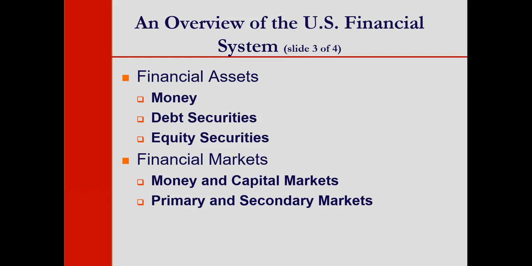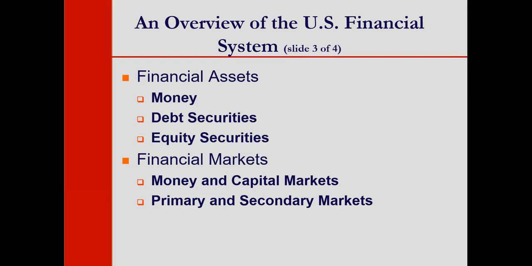Okay, and then when we talk about financial markets, based on the maturity of those financial claims or financial assets, financial markets can be categorized as money market or capital market. Money market deals with short-term securities, whereas capital markets deal with long-term securities. So based on the maturity of those securities, the markets are classified as either money market or capital markets.